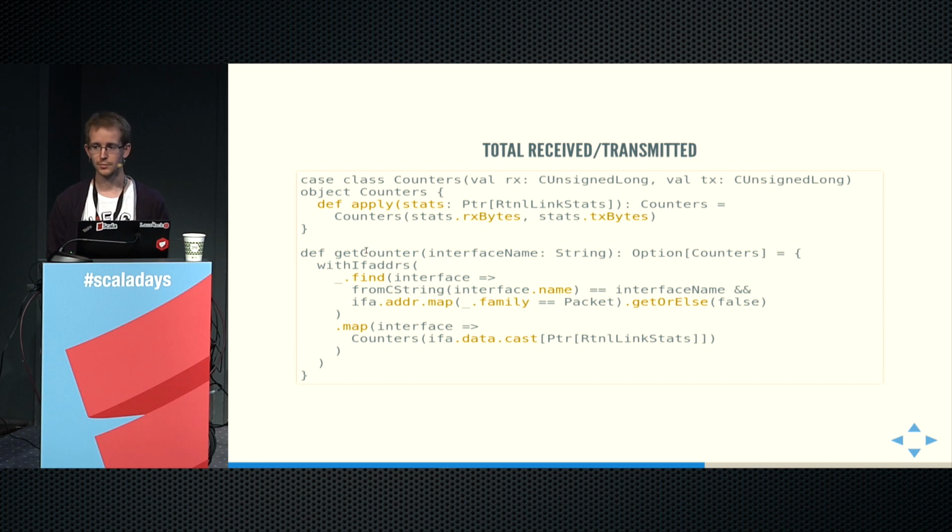To get a counter from the interface name, we find the interface as before. And if the interface has just seen a packet, we know from the documentation of the Linux kernel that at this moment, the data pointer of the interface has a pointer to a struct that represents statistics about the interface. So we can just get those statistics, fill them in the counters, and continue.